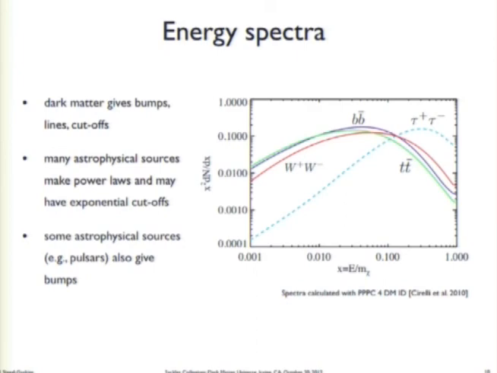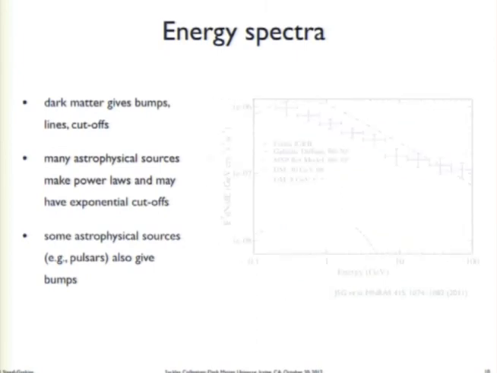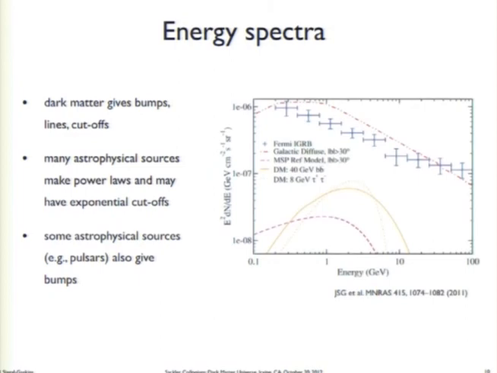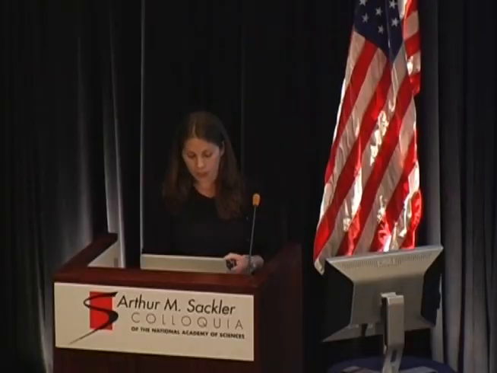And some astrophysical sources, for example, pulsars, also give bumps. So this is just a plot. I want to point out, so this is an example of a good power law in astrophysics right here. These two gold lines are two different dark matter models, and this purple one down here is the energy spectrum of a millisecond pulsar. It doesn't look exactly the same, but you get the point that in certain energies, they could look very similar. So you can get bumps from things other than dark matter.